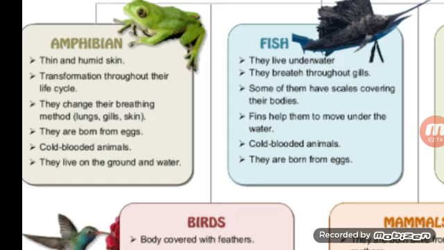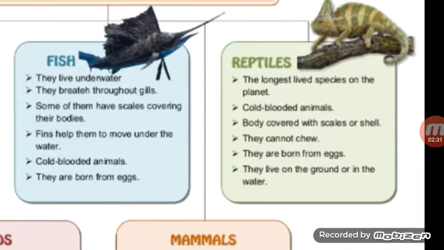They are cold-blooded animals, living in water as well as on ground. Then the second one is fish. Fish live in water, breathe with gills. Some of them have scales. Fins help them to move under the water. Cold-blooded and born from eggs.